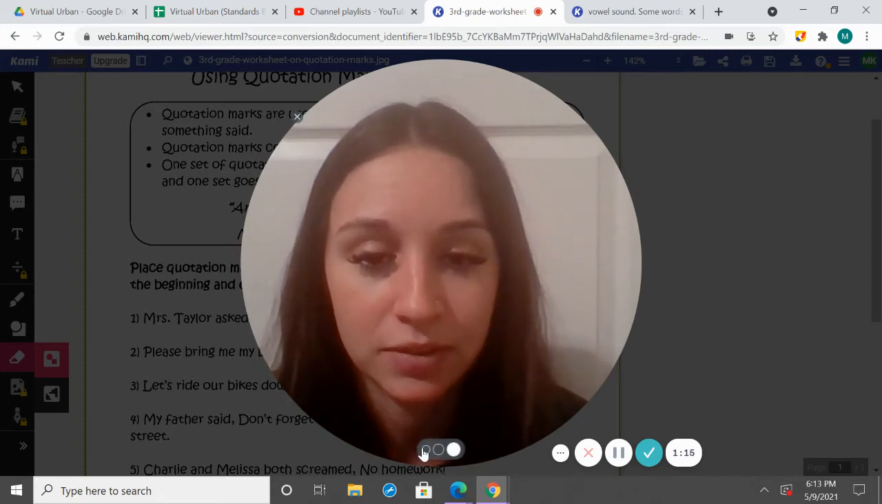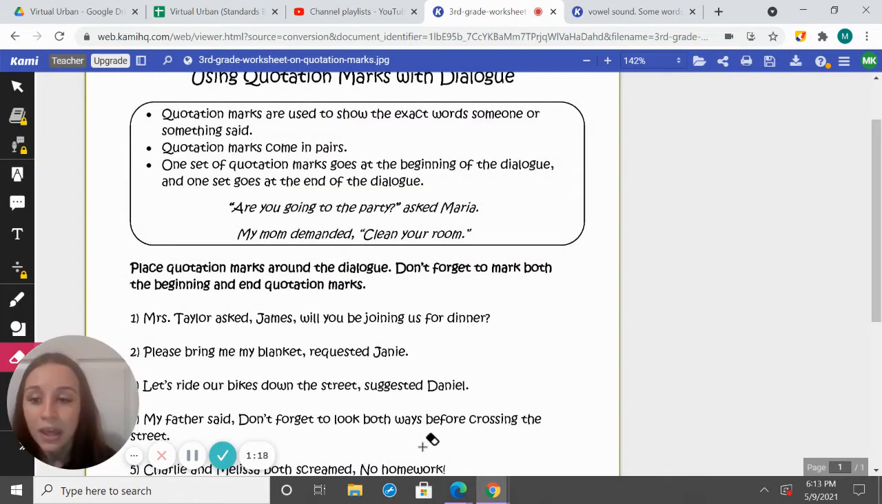So let me make myself small here in the corner. And this is the worksheet we're going to do, but this top part pretty much is just restating what I said. So it says quotation marks are used to show the exact words someone or something said. So that's that dialogue, right? This is exactly what someone said. Quotation marks come in pairs, so we'll take a look at that in a second. One set of quotation marks goes at the beginning of the dialogue, and one set goes at the end of the dialogue. So let's look at this first example.